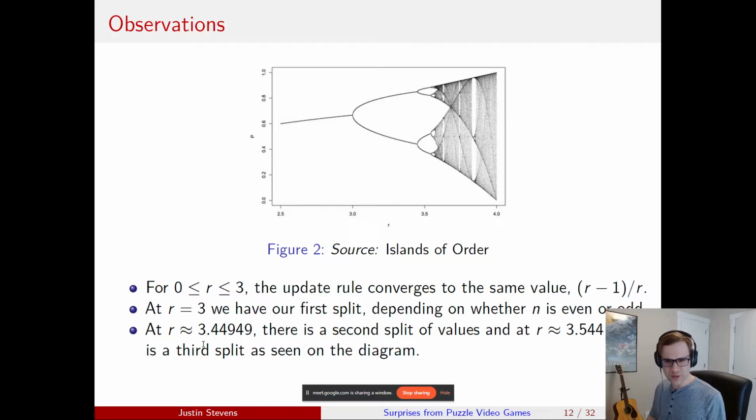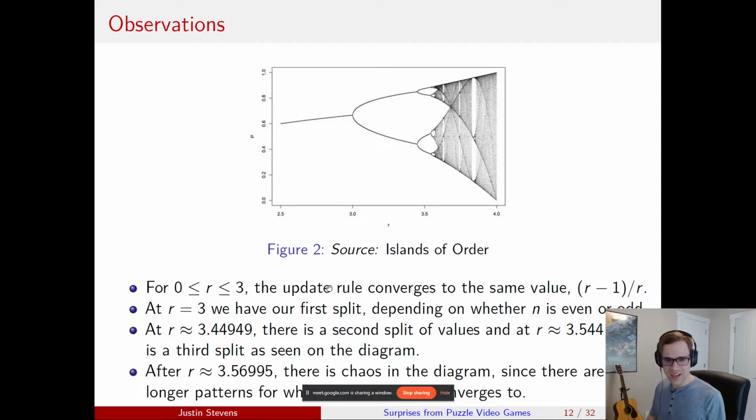Now, at a little bit less than 3.5, there's a second split of values that we see happen here. And then at a little bit past 3.5, 3.54 or so, there's a third split that we see in this diagram. And then at about r equals 3.56 or so, it's just total chaos in the diagram. There's no longer any apparent pattern. It seems to be just total randomness. So what's going on here?